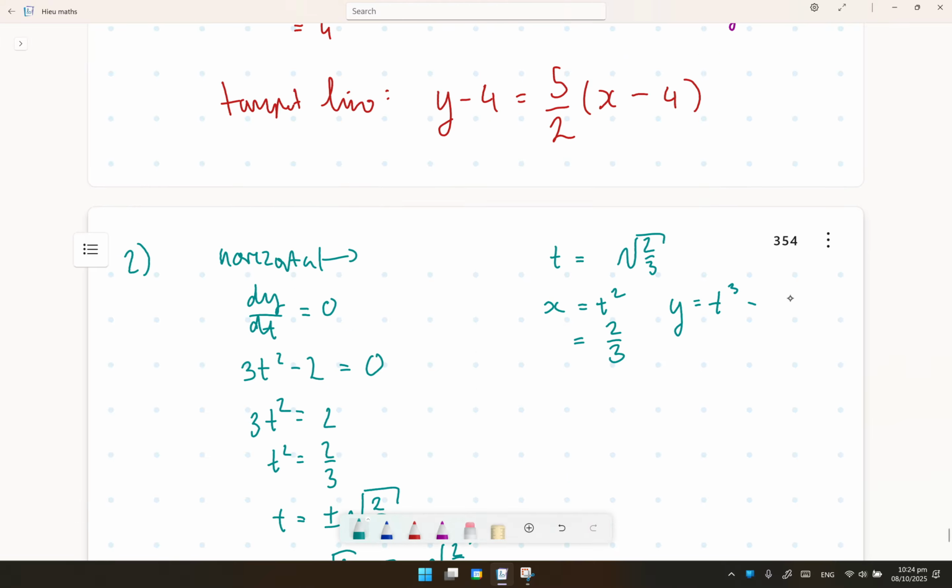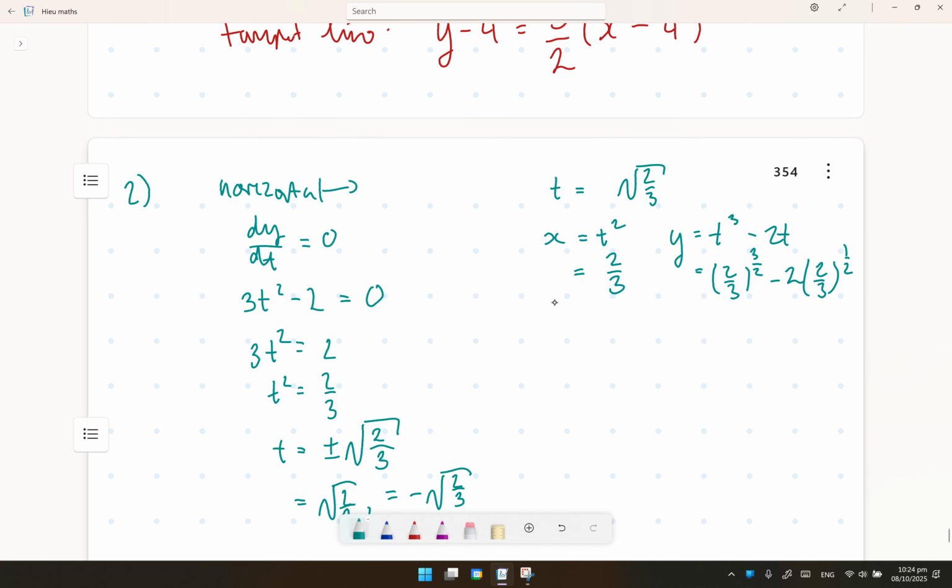T cubed minus 2t. Therefore, it will be equal to 2 over 3 multiplied by 3, to the power of 3 over 2, minus 2 times root, let's just keep it in exponent form, 2 over 3 to the power of 1/2. I'm going to keep it like this, but in a test, you'd obviously want to solve for this. Actually, this is probably one of the more simplified ways you can do it. Yeah, but this is a good way.